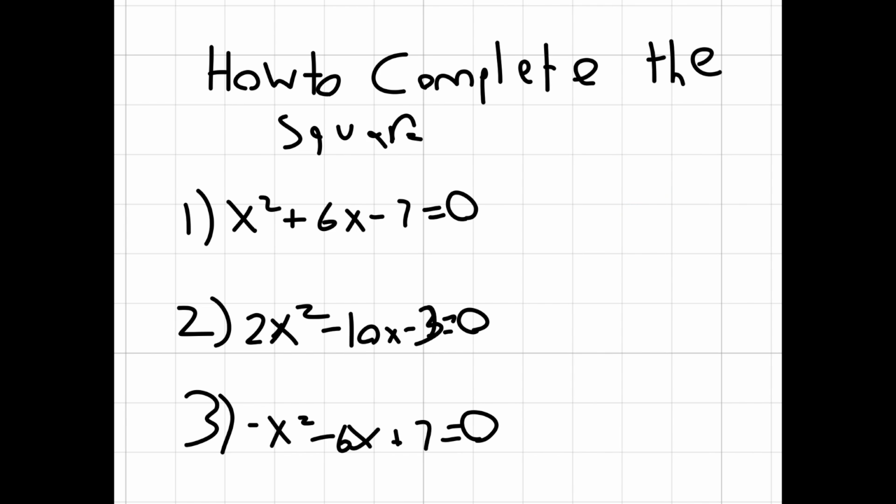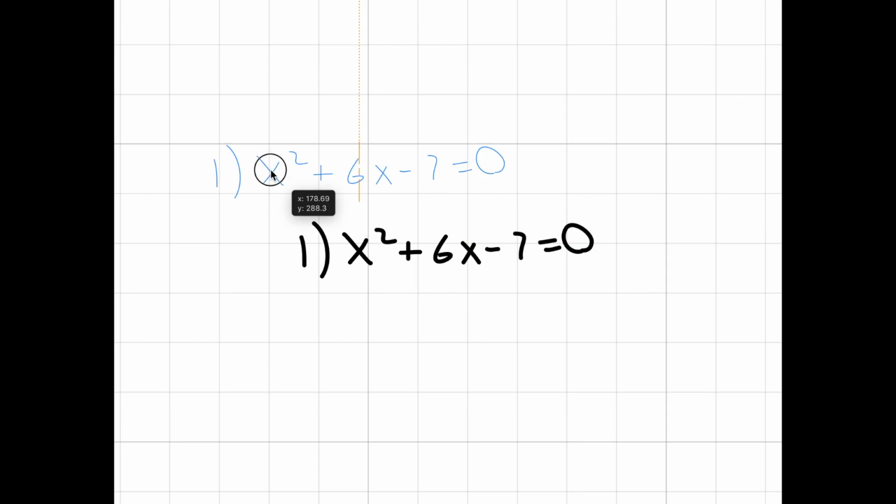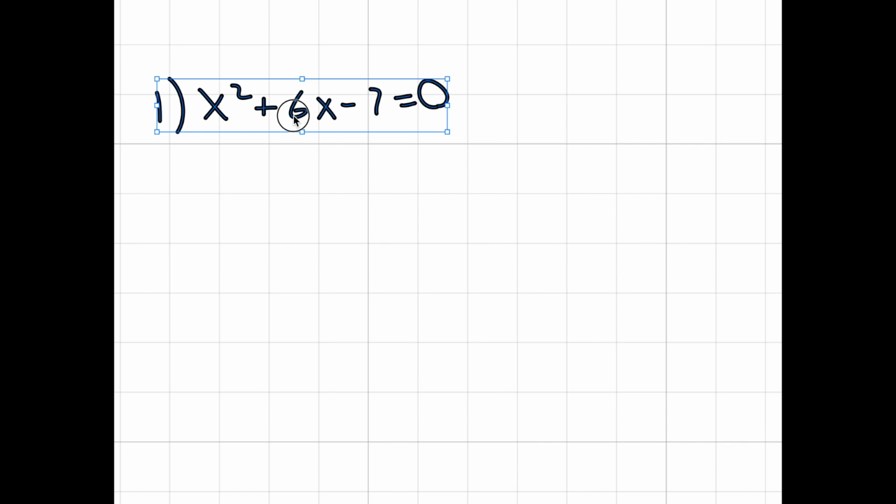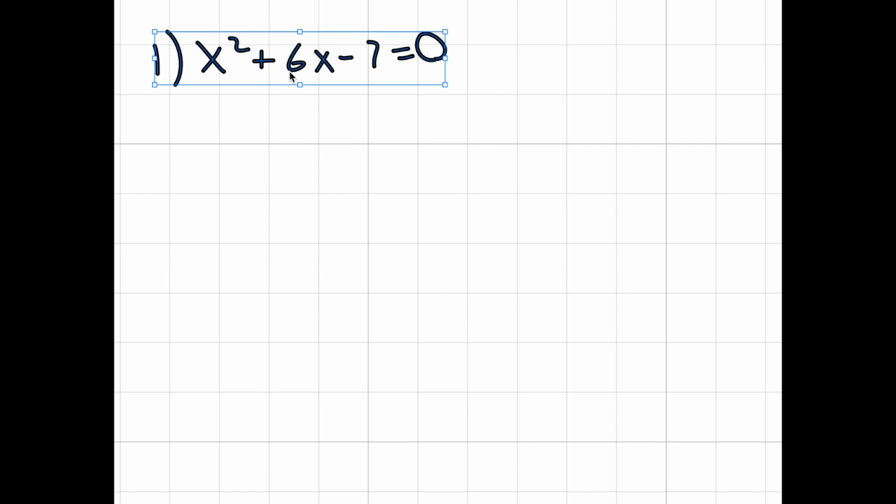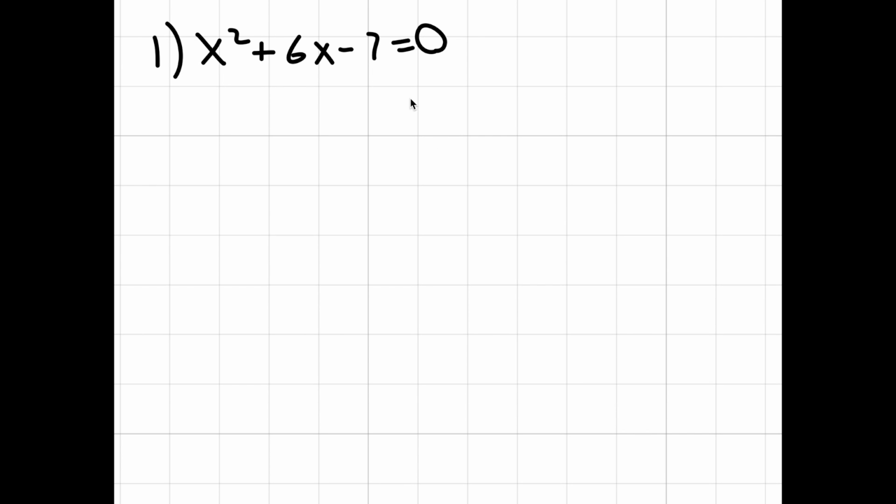Okay, so let's take the first question. All right, so we have this, and we're going to try and solve this. The first step for any problem like this is to get rid of the constant from the left-hand side. So how do you get rid of the constant? Well, the easiest way is to subtract it from the left-hand side. So that's exactly what we're going to do.